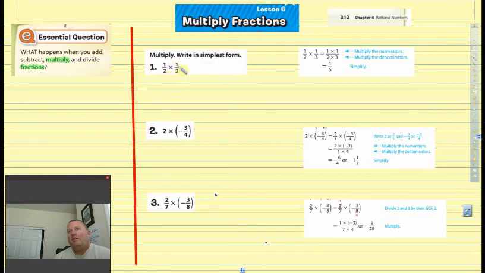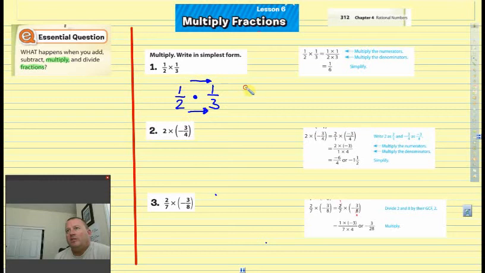Okay, multiply and then write in simplest form. We have 1/2 times 1/3. So I'm going to rewrite this so we can see it. 1/2 times, and I'll just use a dot, 1/3. Okay, you have to remember when we multiply fractions, we multiply straight across. It's not cross multiply. When we multiply, we go straight across.